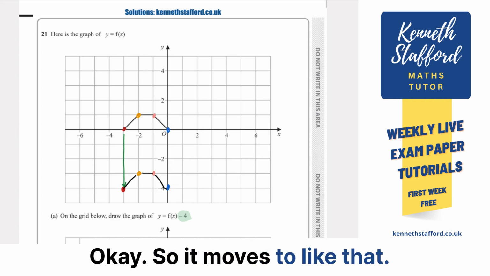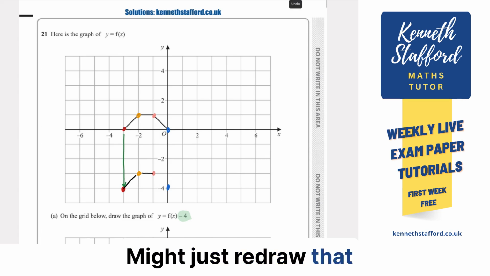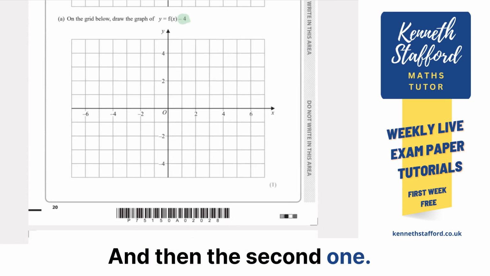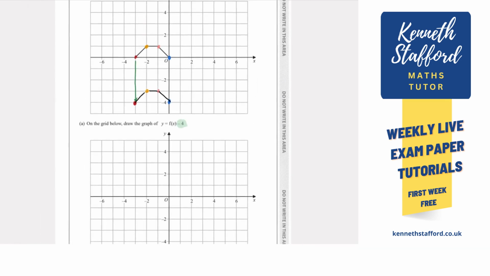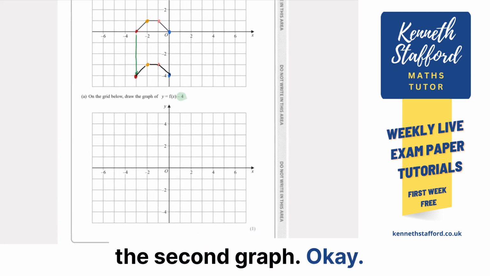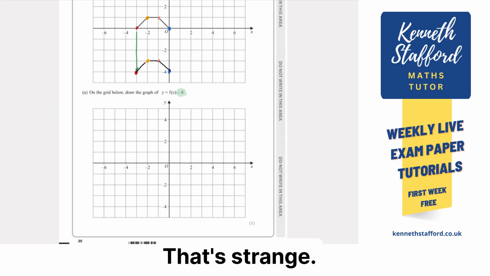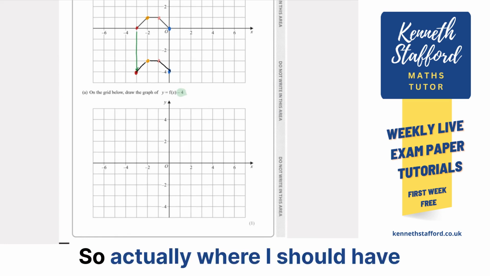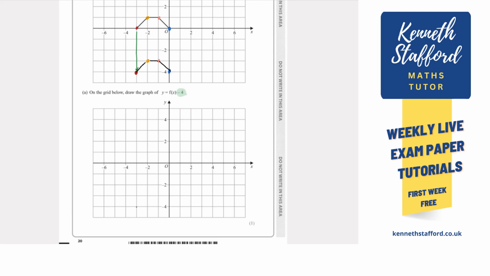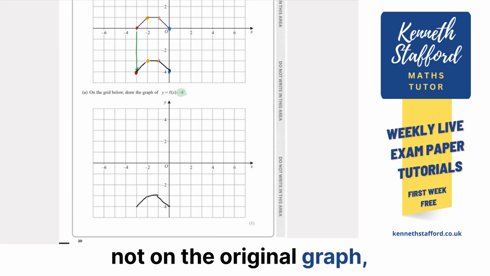Okay, so it moves to like that. I might just redraw that last line like that. And then the second one. Okay. Oh, I should have drawn it on the second graph. Okay, that's strange. So actually where I should have drawn it is down here. Not on the original graph.